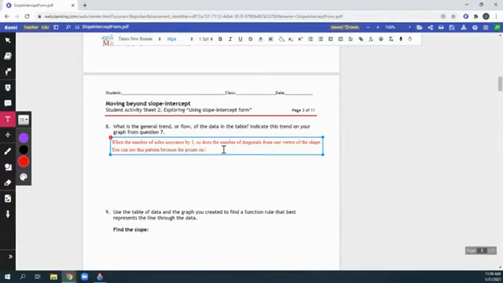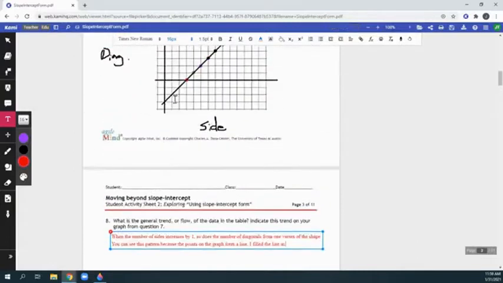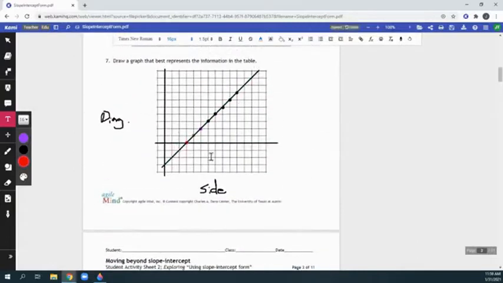see this pattern because the points on the graph form a line. Filled in the line. Great. We already did that. They make a line. We filled in the line.